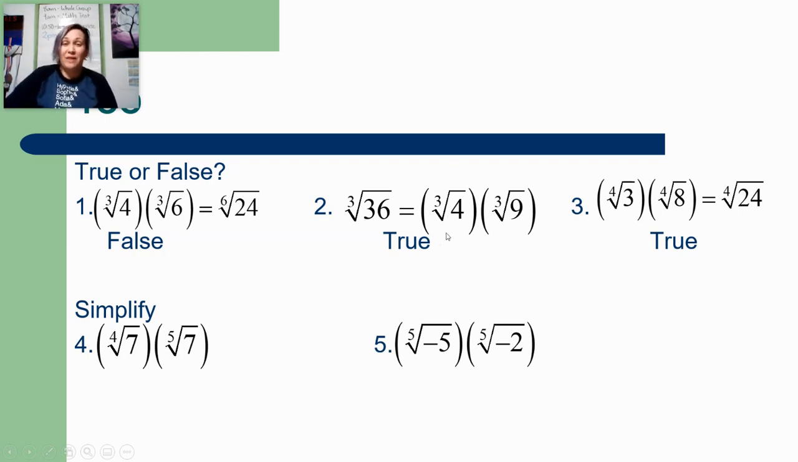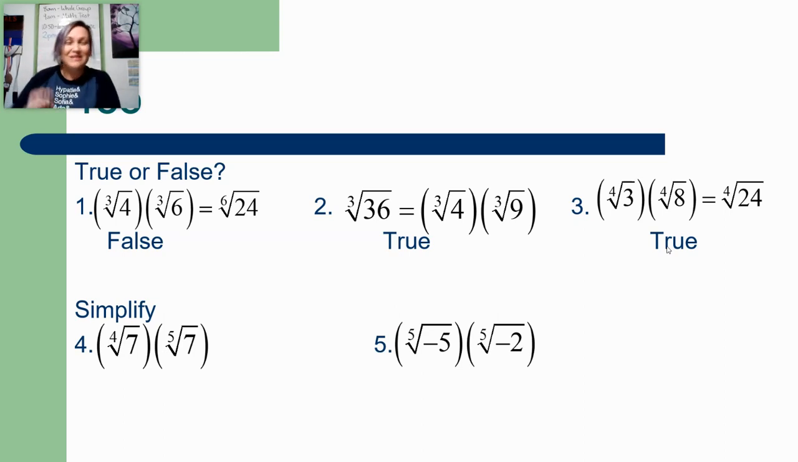Number 2 is kind of working backwards, and you're totally allowed to do that. You can take a radical and split it into two separate radicals if you want to. But really, if we're looking at this from right to left, then we have 2 cube roots, and then 4 times 9 is 36, and this one stayed a cube root, so we're good there. And then number 3 also, 3 times 8 is 24, and these were both fourth roots, and it stayed a fourth root, so we're good.